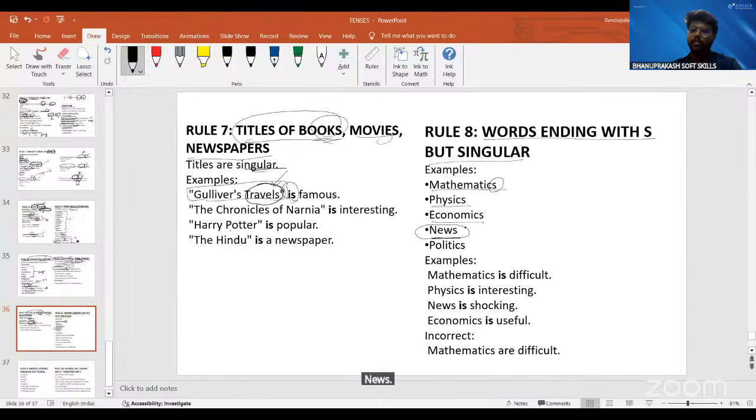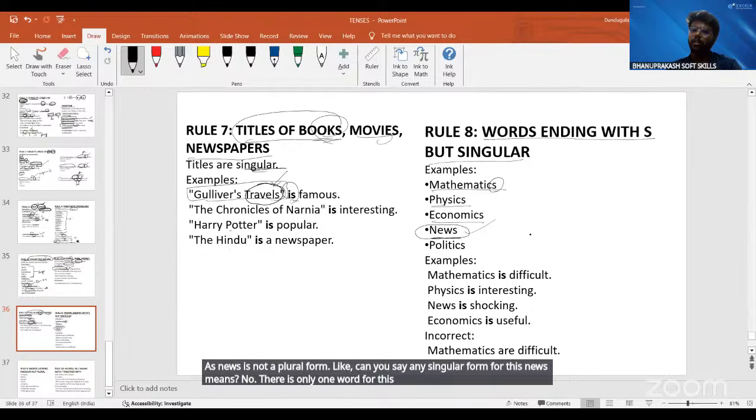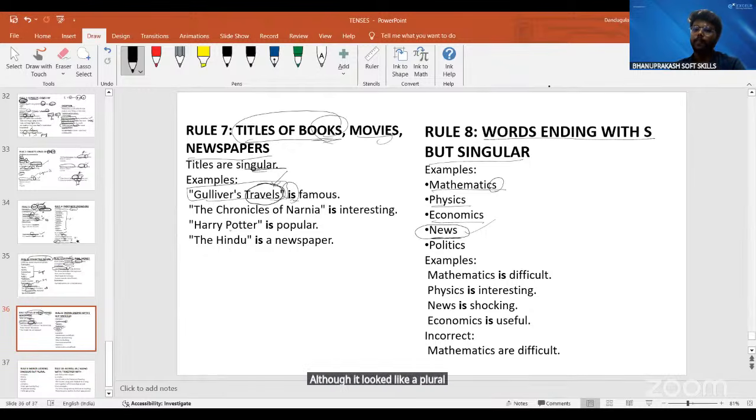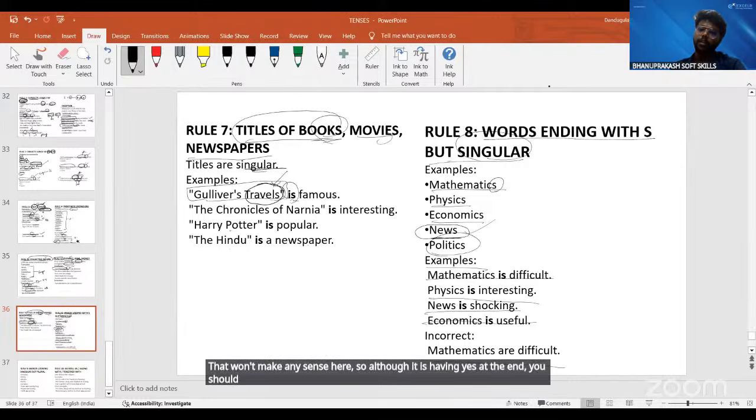News is not a plural form. Can you say any singular form for news? No. There is only one word, which is news. Although it looks like a plural, it is not. And politics is the same. These take singular forms. Mathematics is difficult, physics is interesting, news is shocking, economics is useful. We can't say mathematics are difficult. That won't make any sense. So although it has s at the end, you should go with the singular verb forms only.